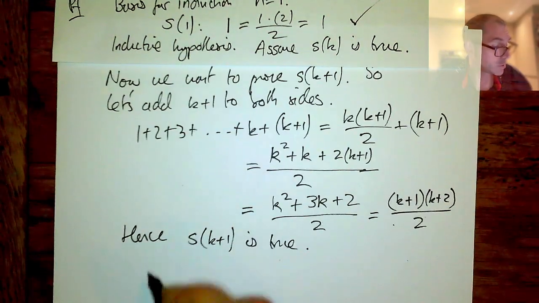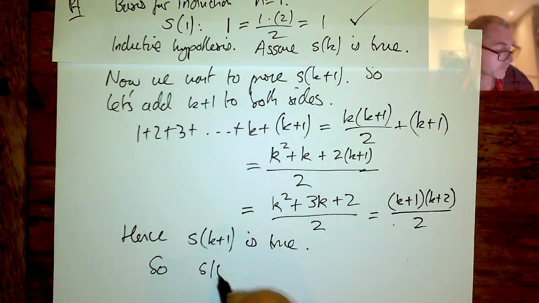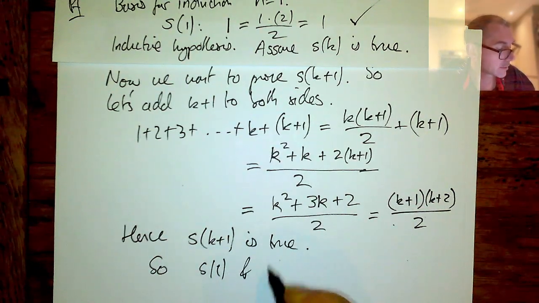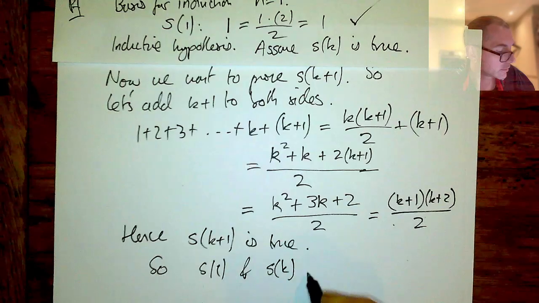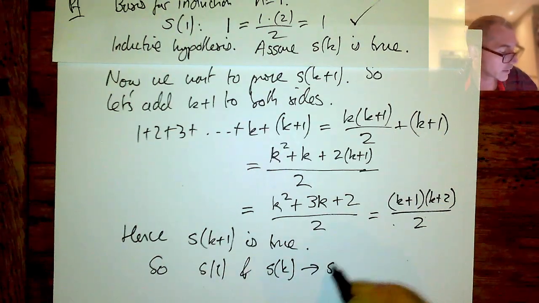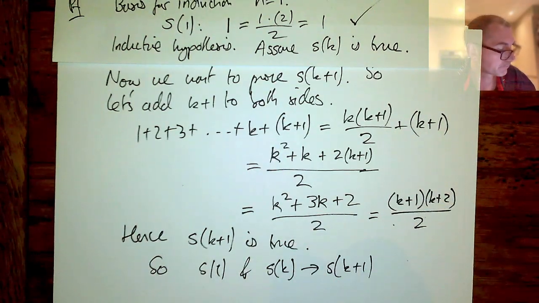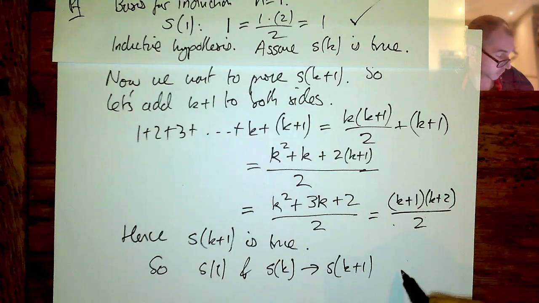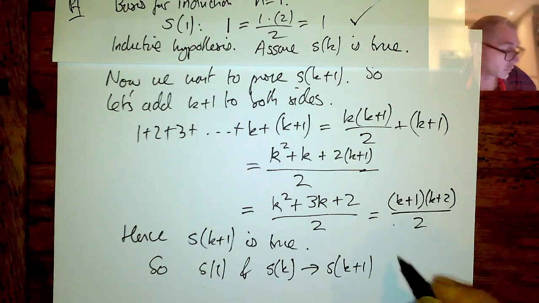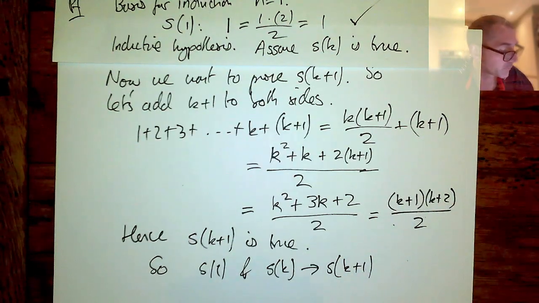Okay, so I've got S of 1 and S of k. Whenever that's true, S of k plus 1 is true. So S is true for all the natural numbers. So we're done.